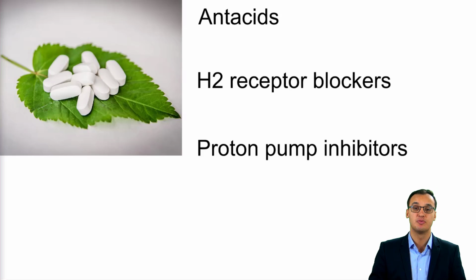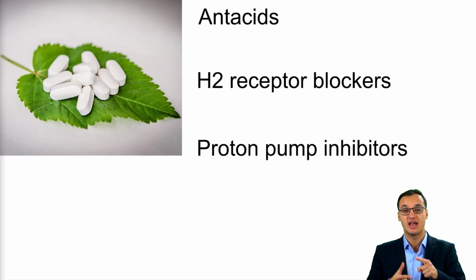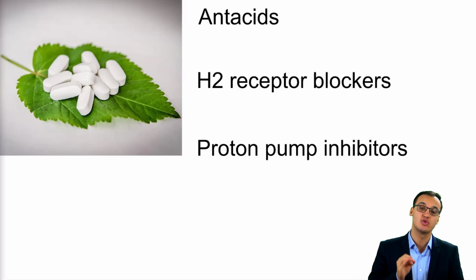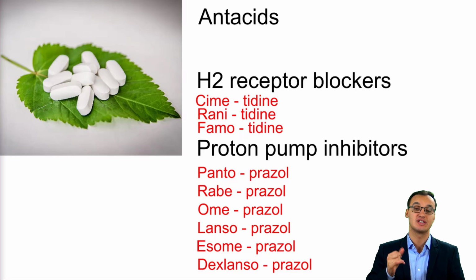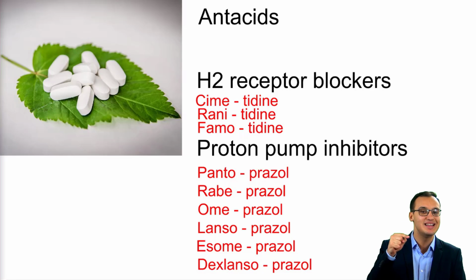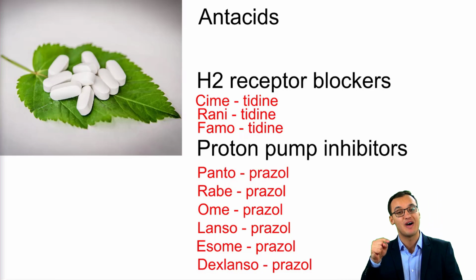But if these are not enough and you still have symptoms, then we can take medications. And we have 3 groups of medication worth remembering: antacids, H2 receptor blockers, and proton pump inhibitors. Antacids and H2 receptor blockers are used in mild disease without any esophagitis, which means without any inflammation of the esophagus. The typical H2 receptor blockers are Cimetidine, Ranitidine, and Famotidine. As you can see, these are ending with tidine. So Cime, Rani, and Famotidine.